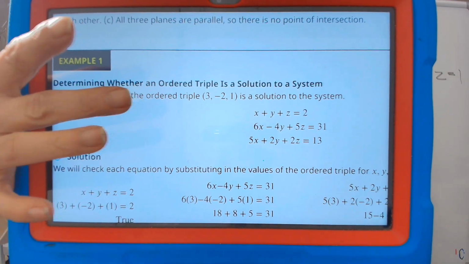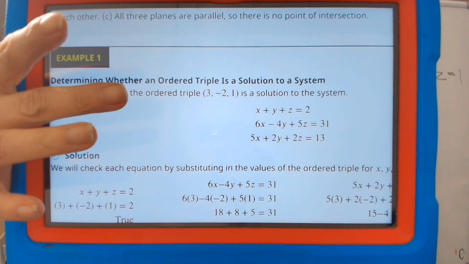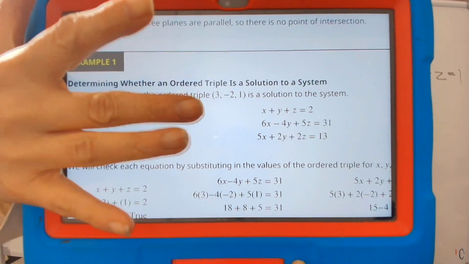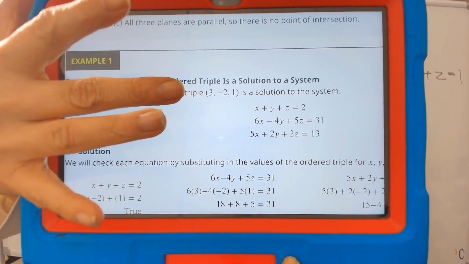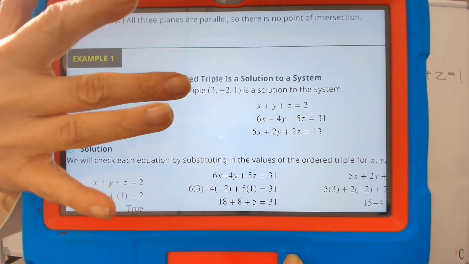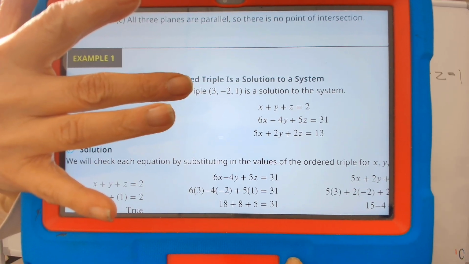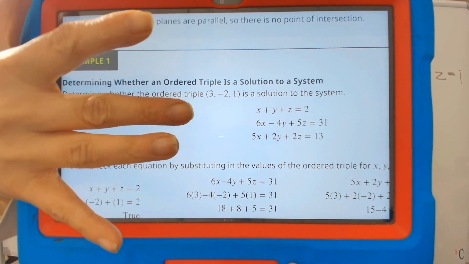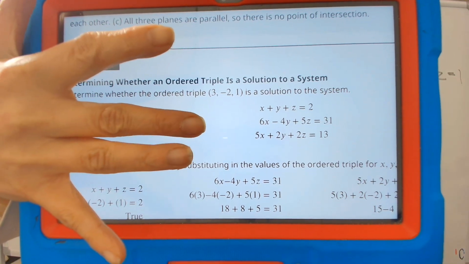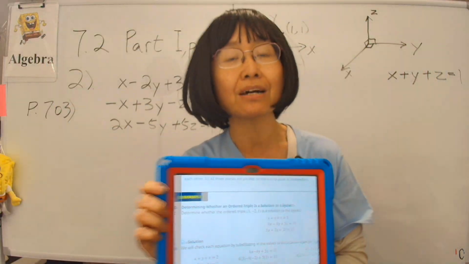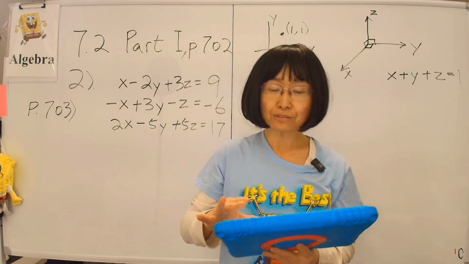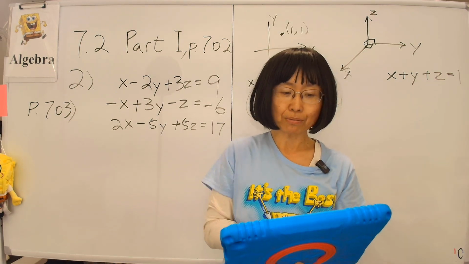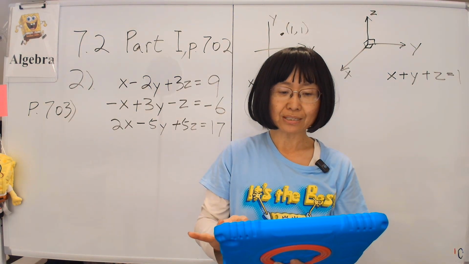For example, if x is 3, y is minus 2, and z is 1, does x plus y plus z equal 2? If you do that, 3 minus 2 plus 1 is equal to 2, right? So that one's done, and then you verify the other 2 in a similar way. I won't be doing that, so please do that yourself. And that is example 1. I'm going to move on to example 2.